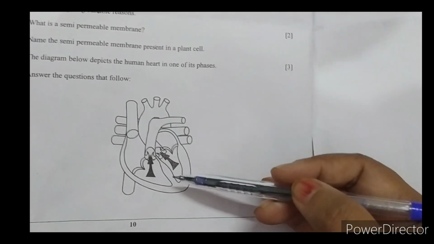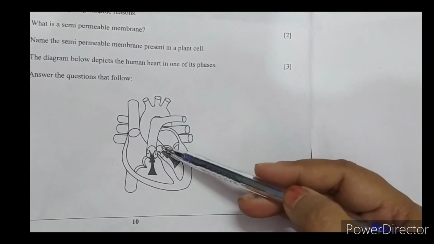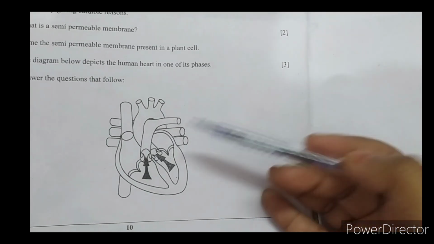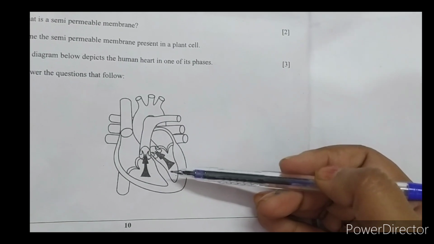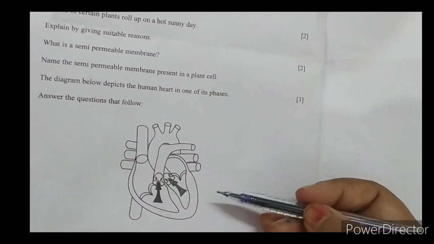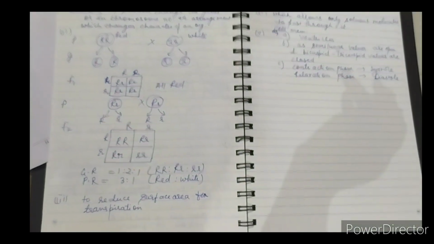Give reason for the answer. So you can write because semilunar valves are open. This is the aortic semilunar valve, and this is the pulmonary semilunar valve, both are open, and bicuspid and tricuspid are closed, so it obviously means that ventricles are contracting. And next is distinguish between systole and diastole. Systole is the contraction phase of the heart and diastole is the relaxation phase of the heart. So these are the answers of question number 8.